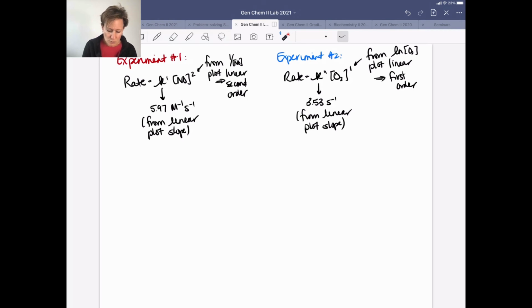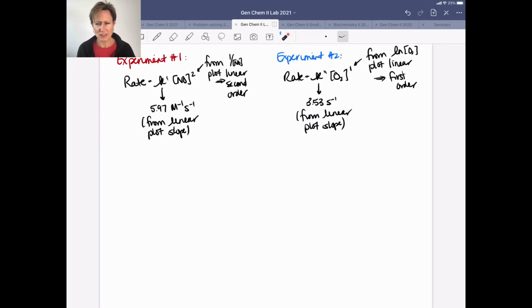So to summarize, from experiment 1, we now know that the reaction is second order with respect to NO because a plot of 1 over NO versus time gave us a linear plot. The slope from that plot is going to give us K prime. Okay, go to experiment 2 data. Now we plot ln of the oxygen concentration, and that's what's going to give us a linear plot. So that told us it was first order with respect to O2. So that rate law looks like this. Rate equals rate constant times O2 to the first power, first order. Again, the slope is going to give us that K double prime number.